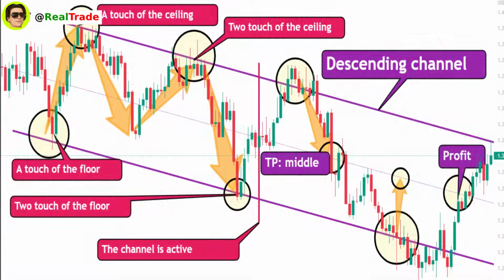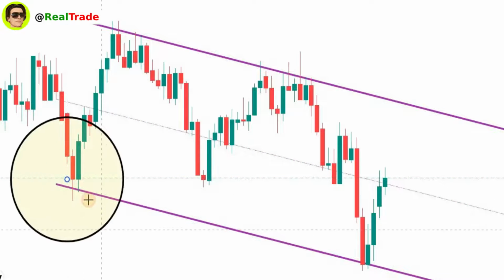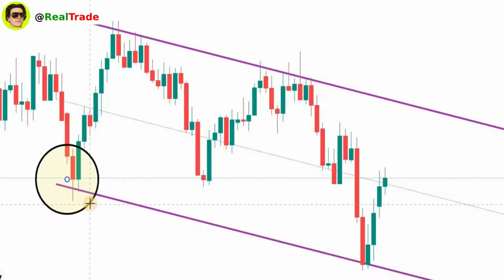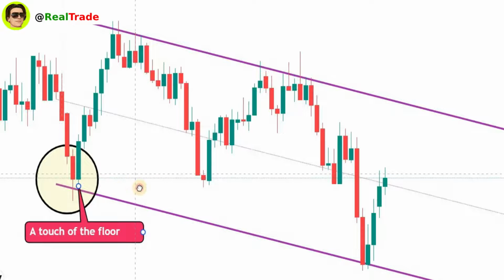Today I speak about down channel. Down channel was one touch, two touch and active line. Go on video, let's go. This area, look at the chart, look at the mouse.